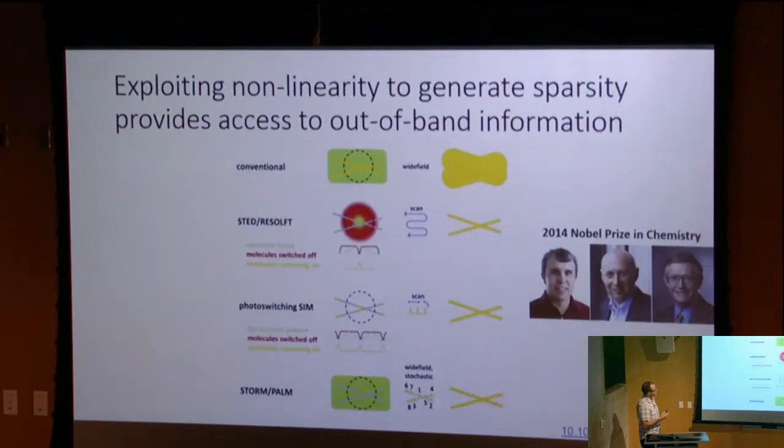So how do people do better in terms of this localization I mentioned? They exploit some sort of nonlinearity. This is, again, the Nobel Prize I mentioned. Eric Betzig, Stefan Hell, and W.E. Moerner were awarded this for super resolution and single molecule imaging.